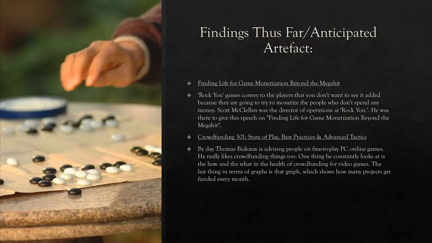Scott thought it was funny just having the background, and he still had problems spending money on something that was going too far for entertainment because he felt like he was wasting time, and it was not something that he would invest money into if he already invested time into it. In RockYou games, they convey to the players that they don't want to see it added because they're going to try to monetize the people who don't spend any money.